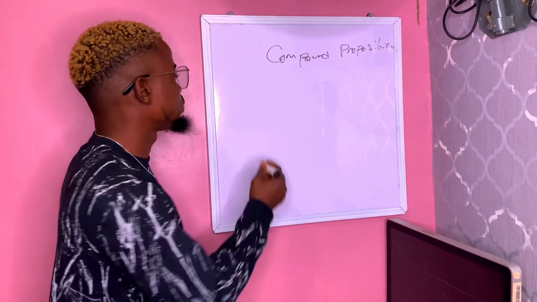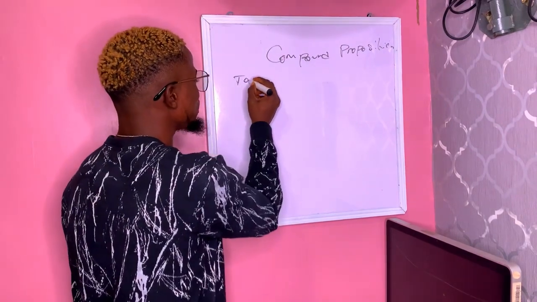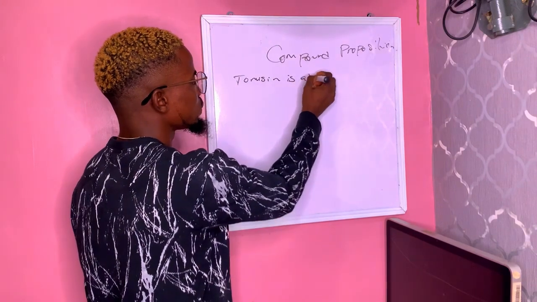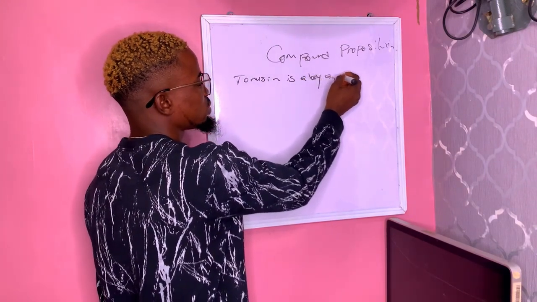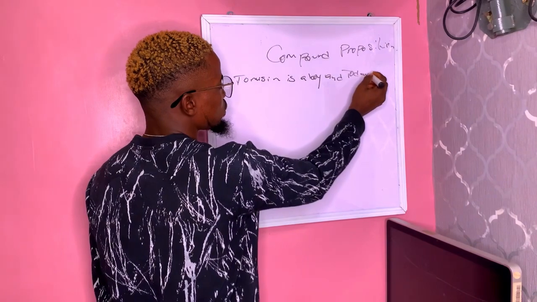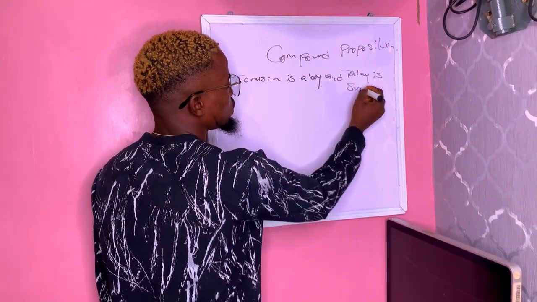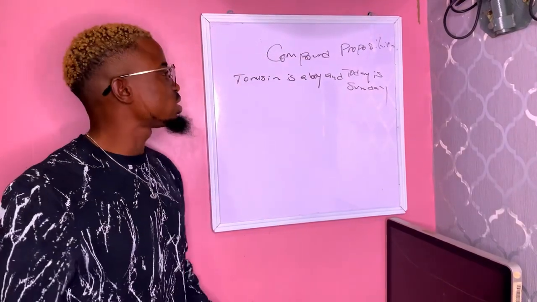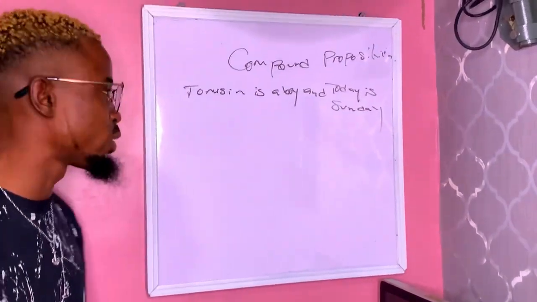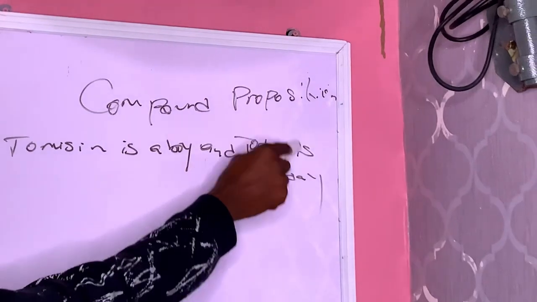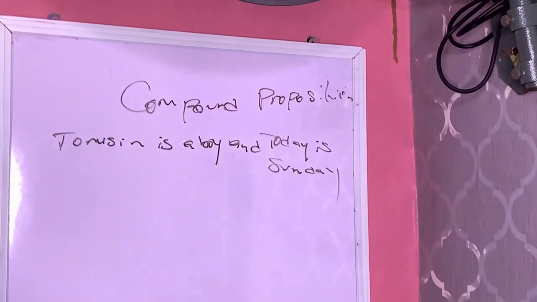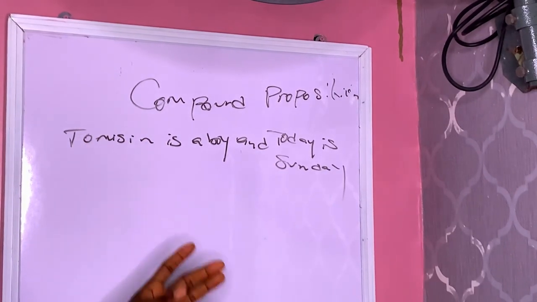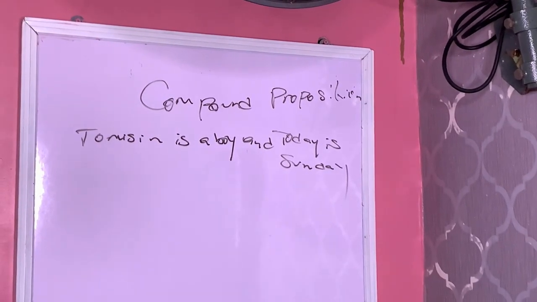Let me give another example. Let's say I say something like Tomisi is a boy and today is Sunday. Tomisi is a boy and today is Sunday. This is an example of a compound proposition because this particular proposition contains another proposition as a component. That makes it a what? A compound proposition.